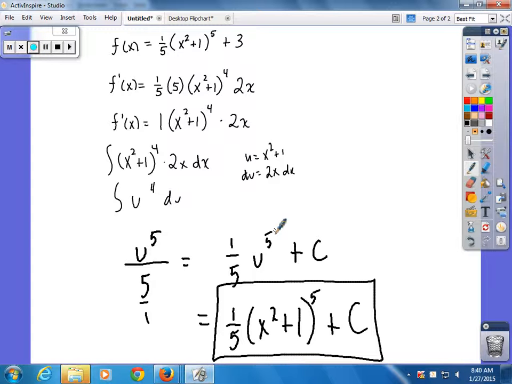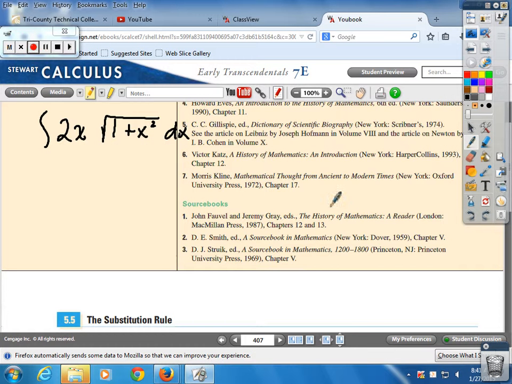Question? Question on that one. Do you remember u substitution? Remember it a little bit? All right, let's work some problems. If the book doesn't blow up, hopefully we won't blow up too bad.